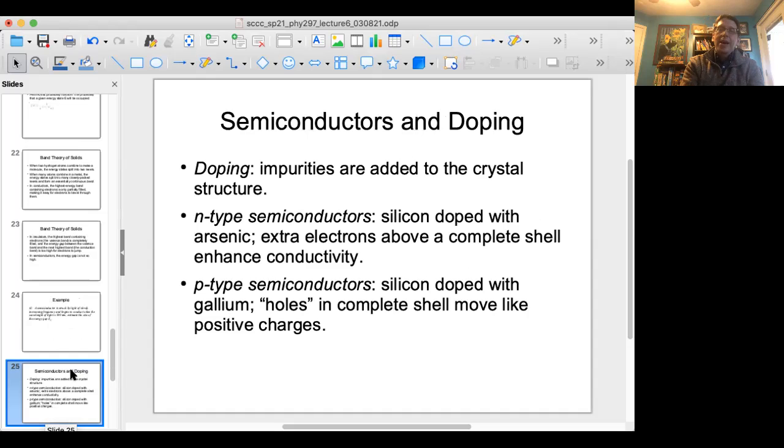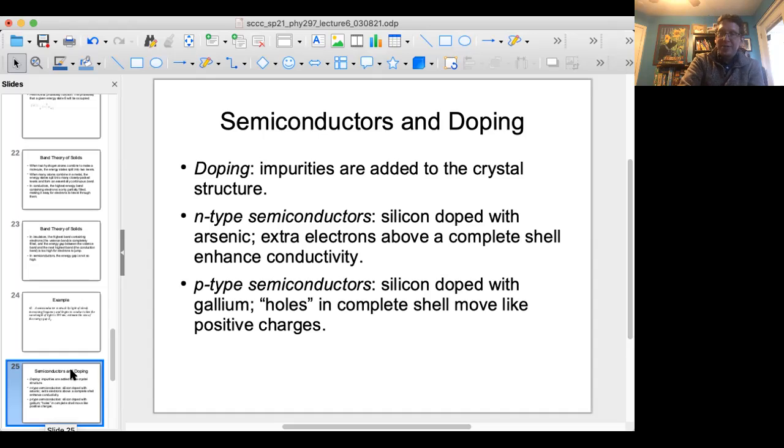And sometimes you can affect the conducting ability of semiconductors by adding impurities to the crystal structure. So this is called doping. If you dope silicon with arsenic, you put extra electrons above a complete shell and enhance conductivity. That's called an N-type semiconductor. If you dope the silicon with gallium, you have holes in the complete shell. And so if there are electrons available, they might move into that shell.